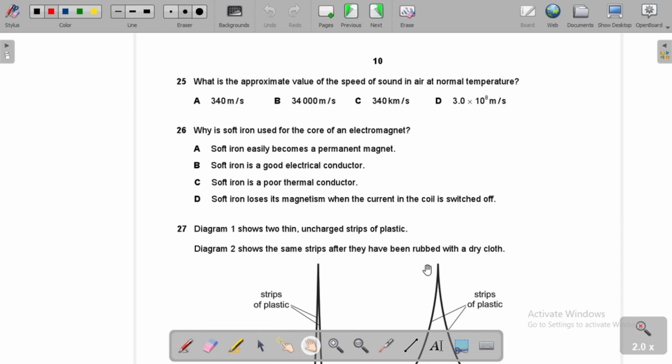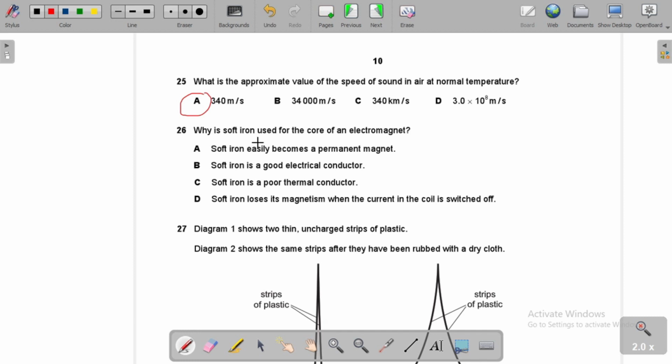What is the approximate value of the speed of sound in air at normal temperature? At normal temperature, the speed of sound in air is between 320 and 340. So this is the answer.